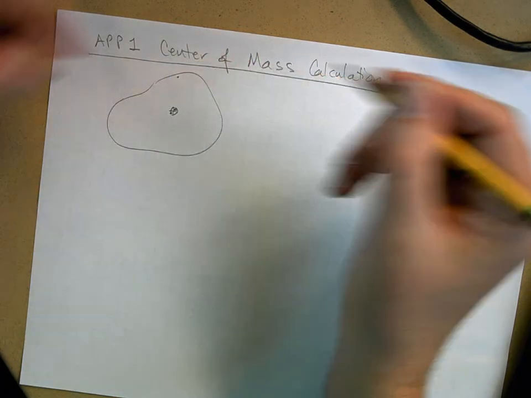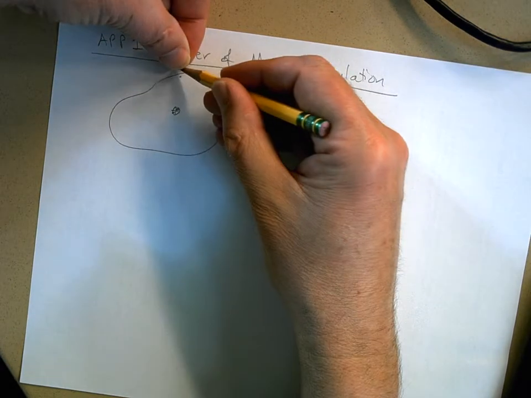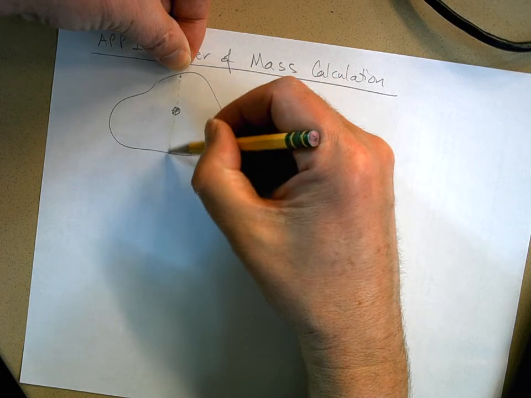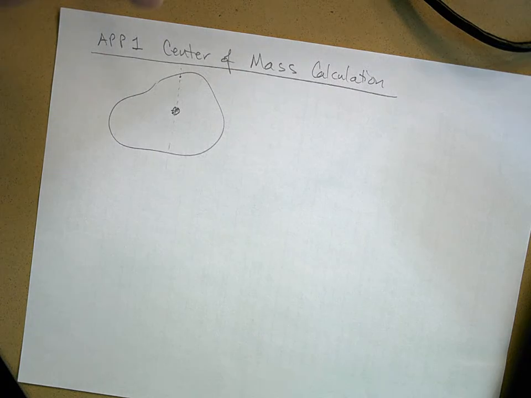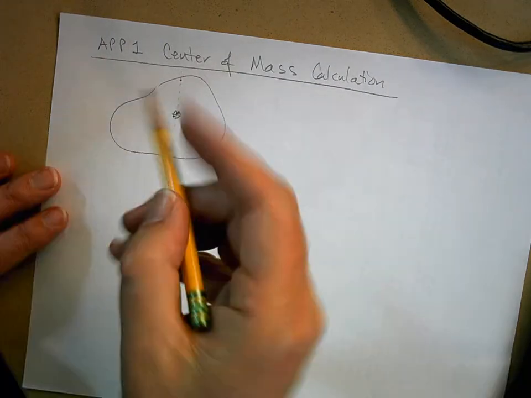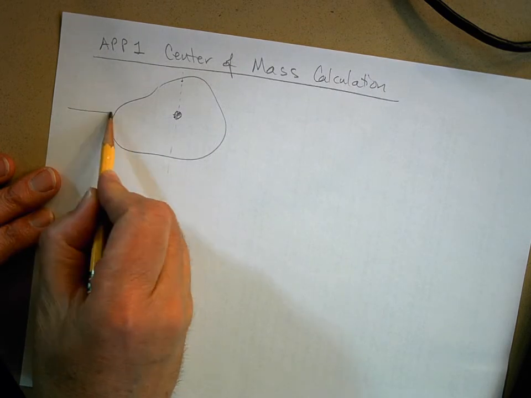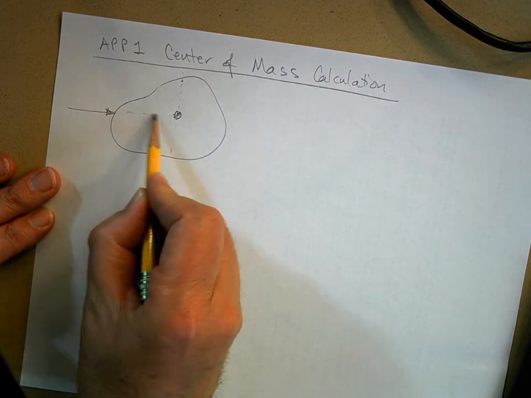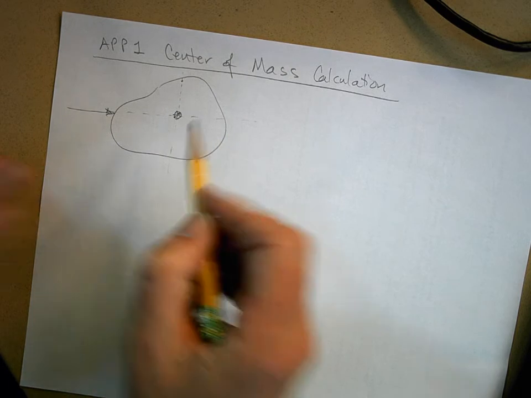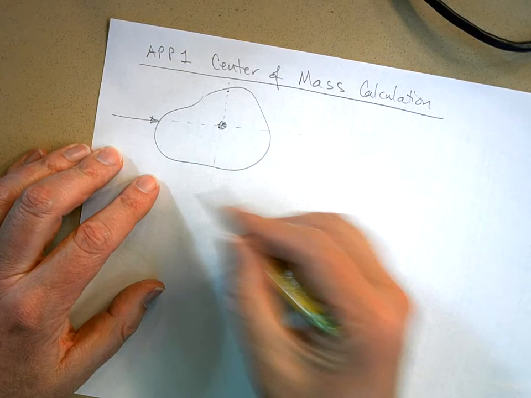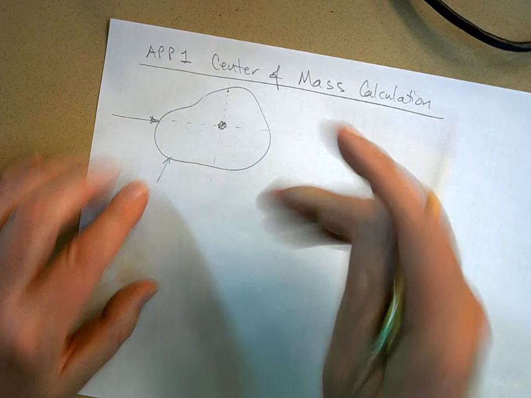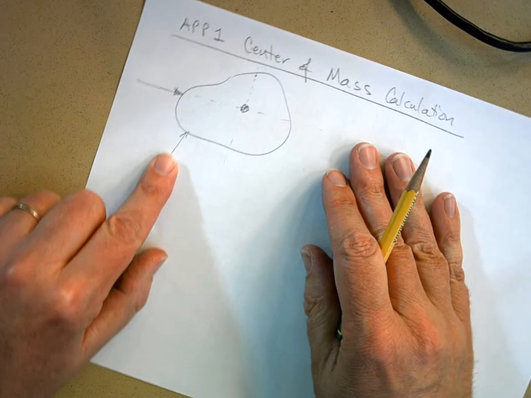If I were to hang this shape from here, the string would go down, and the balance point will always be below where you're holding it if you let it swing back and forth until it settles down. Also, if you apply a force to this object, as long as that force goes through the center of mass, the object will translate. But if you miss the center of mass and you push on it like this, it will translate, but it will also rotate.